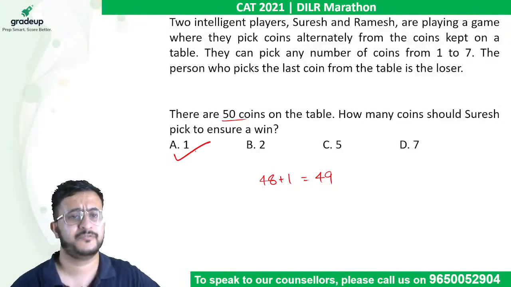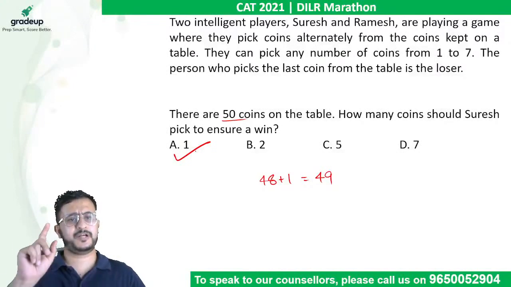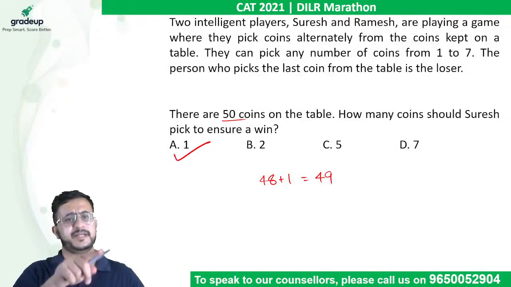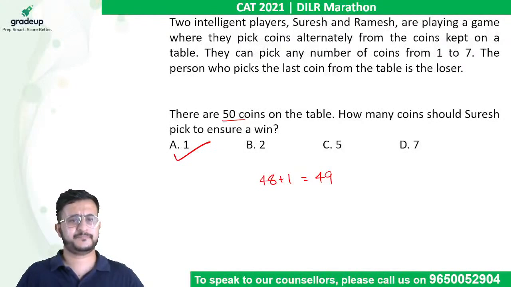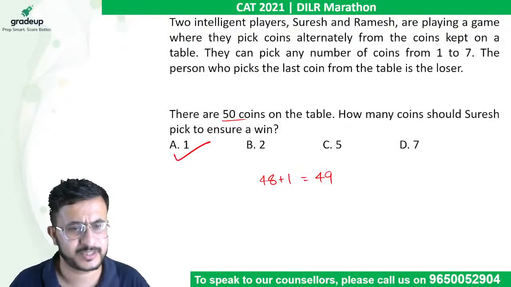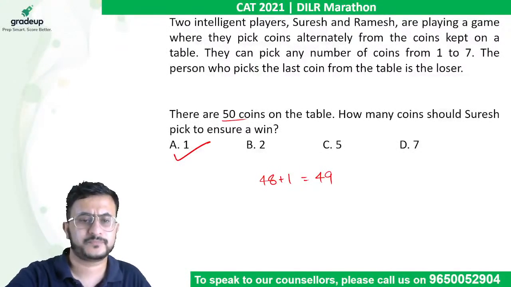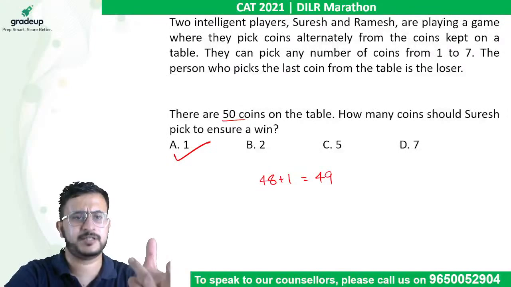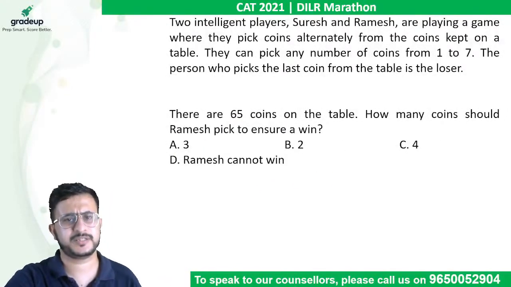So you will pick one coin, because if you pick one coin, the coins are 49. No matter what he picks, you will bring him to the next losing number, and so on. That person will lose the game. So you keep bringing that person to the losing number, and eventually that person loses the game. Okay. All right. So now if you know that concept, you can answer these questions.